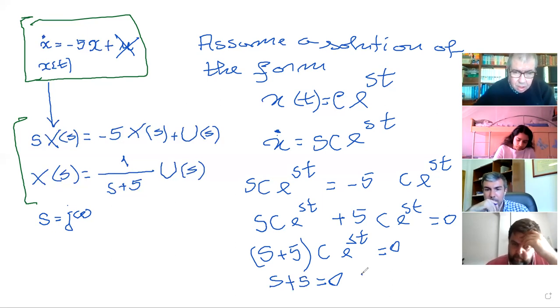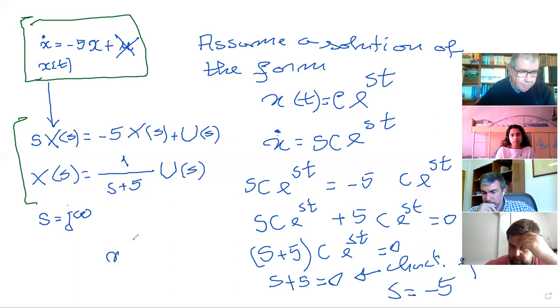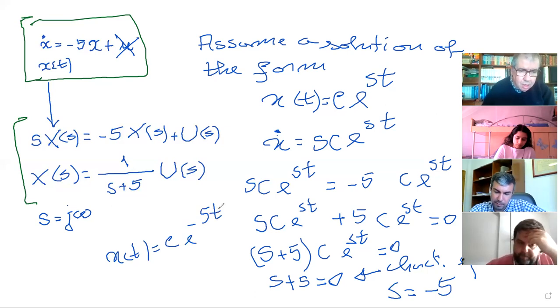This is the so-called characteristic equation. And of course, s equals -5. So we have a family of solutions depending on c, which is x(t) equal to c exponential of -5t. And then this c depends on initial conditions.